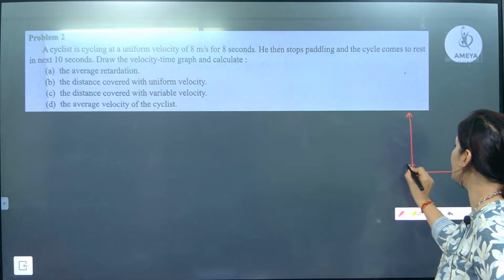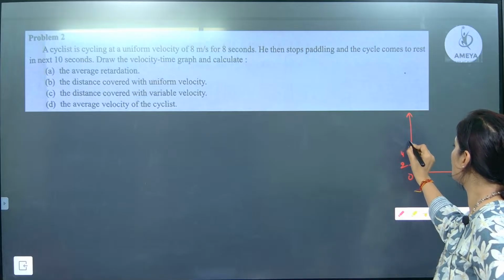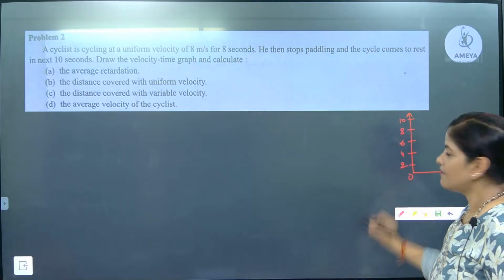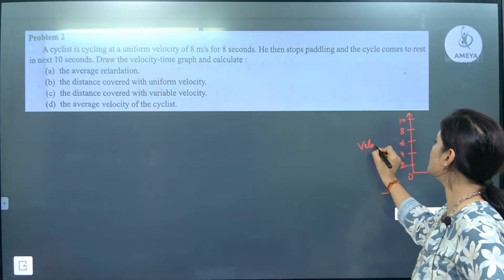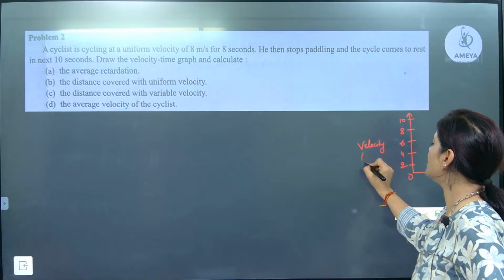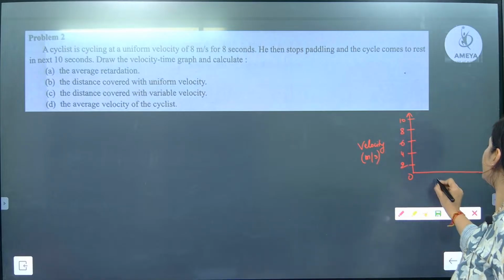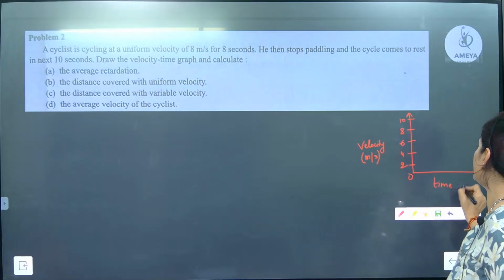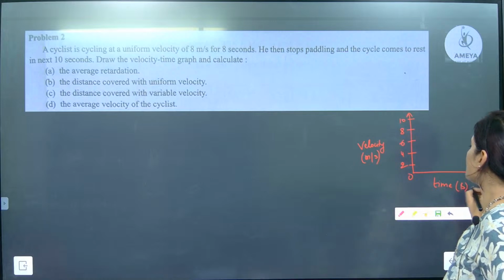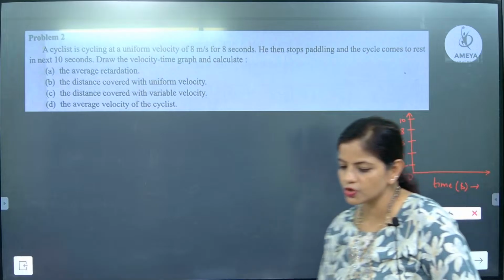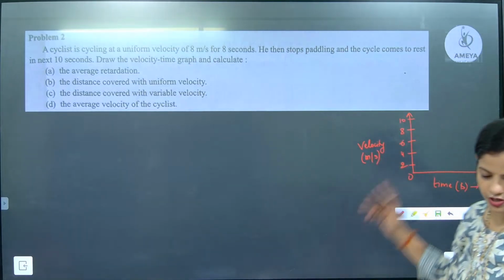Velocity is better. We will keep a gap of 2, 4, 6, 8, 10. Correct? Velocity, beta. What is the formula of velocity? So the unit is meter per second. And time is exactly how much time we are going to take? In seconds we are going to write time. Time in seconds. So we will take a gap of time also.